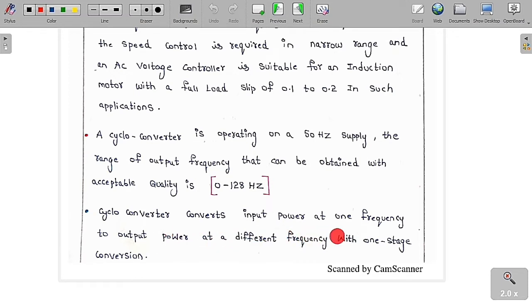A cycloconverter converts input power at one frequency to output power at a different frequency with one stage conversion. I have already told you, the cycloconverter's basic function is to convert a fixed AC to a variable AC of variable magnitude and variable frequency. So output frequency is equal to n times input frequency. f0 is the output frequency, fs is the input frequency, and n is always a pure integer. Sometimes the output frequency can be lesser than the input frequency, sometimes greater. Within one stage conversion only, we convert like this.